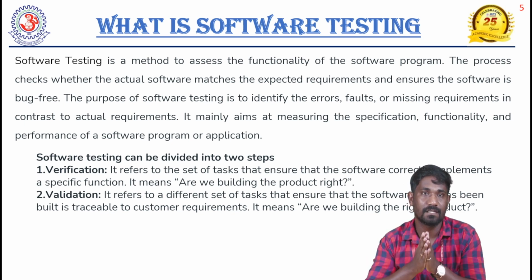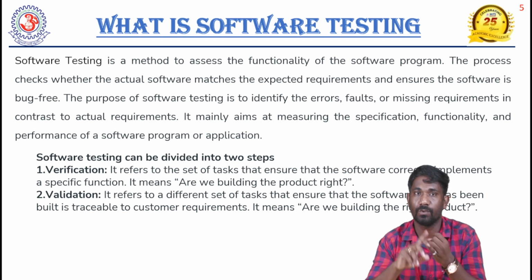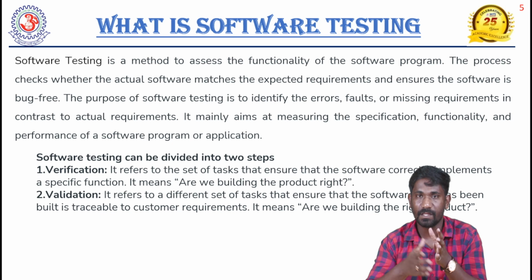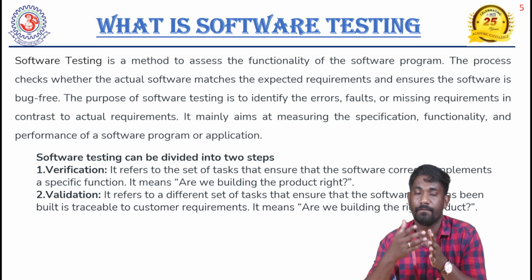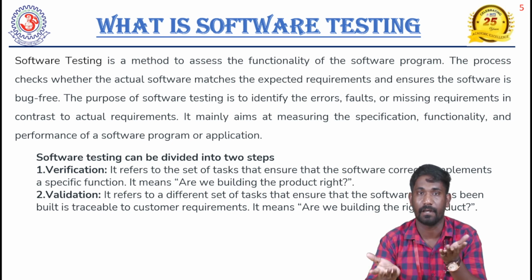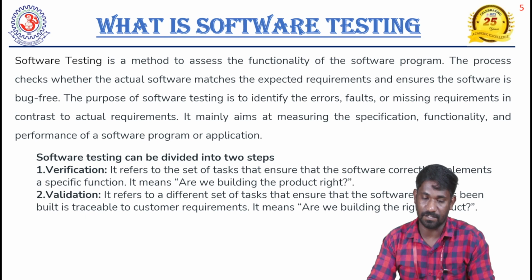Software testing, as we said earlier, is divided into two things: verification and validation. Verification is where we check whether we are building the product right, and validation is whether we are building the right product. This is the main thing about software testing.